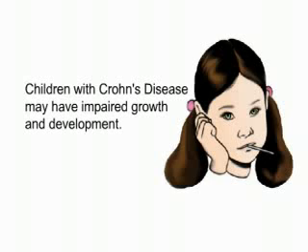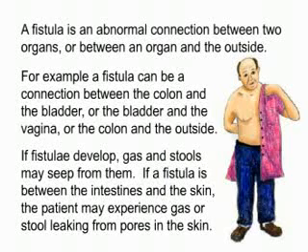Children with Crohn's disease may have impaired growth and development. A fistula is an abnormal connection between two organs or between an organ and the outside. For example, a fistula can be a connection between the colon and the bladder, or the bladder and the vagina, or the colon and the outside. If fistulae develop, gas and stools may seep from them. If a fistula is between the intestines and the skin, the patient may experience gas or stool leaking from the pores in the skin.